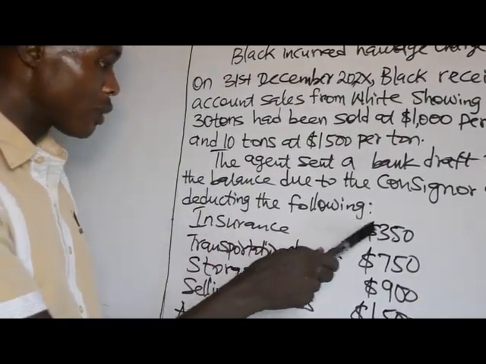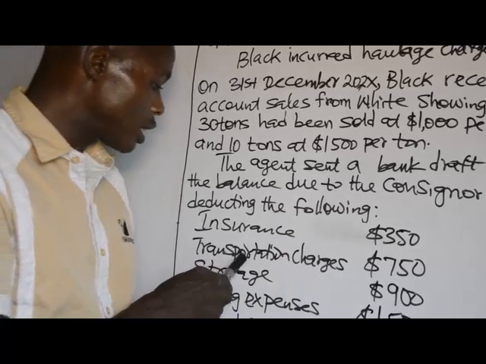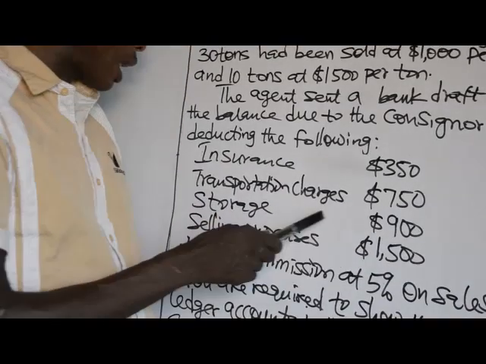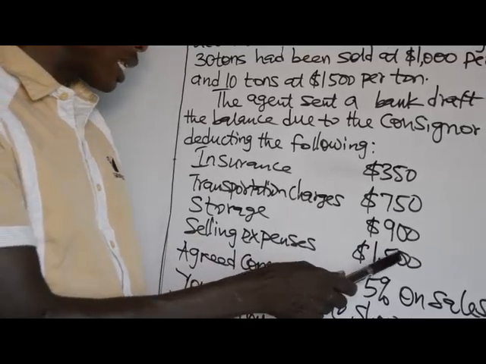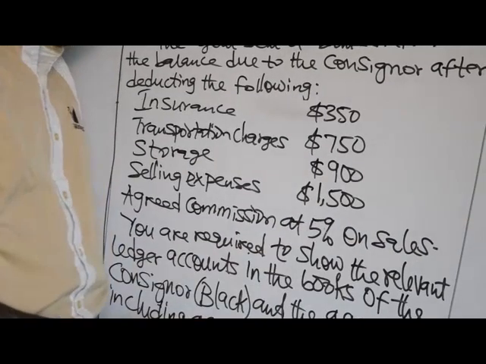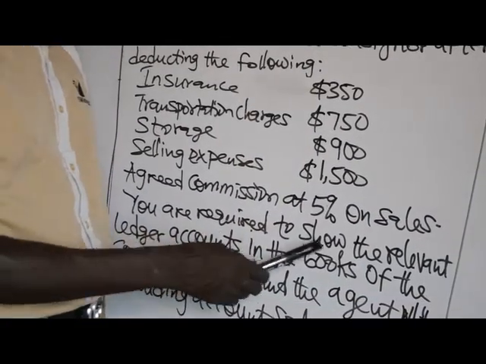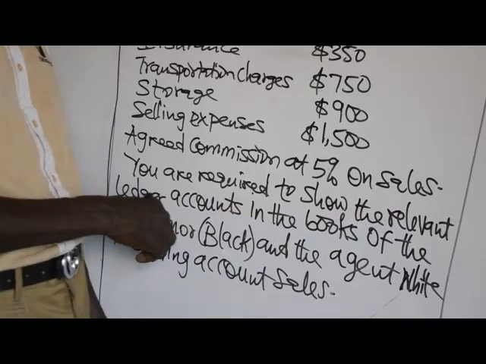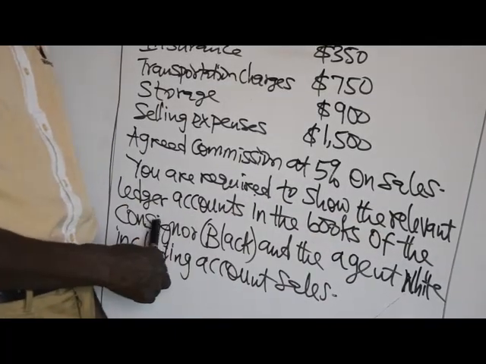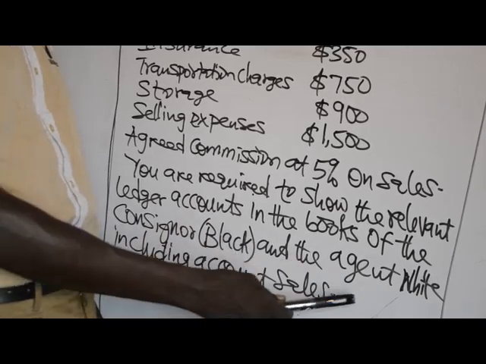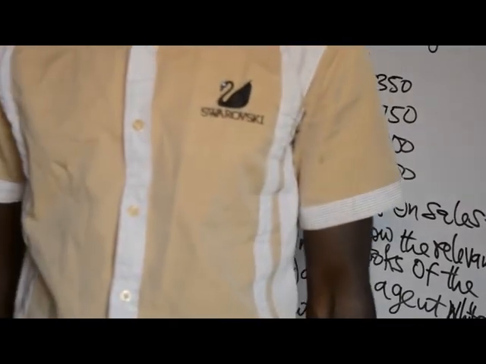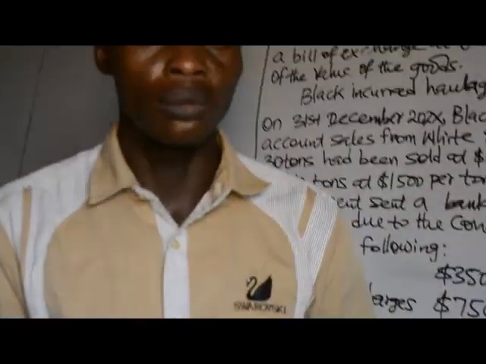Insurance of $350. Transportation charges of $750, then storage of $900, selling expenses of $1,500, agreed commission at 5% on sales. You are required to show the relevant ledger accounts in the books of the consignor, Black, and the agent, White, including account sales. So that is the question. Now the solution.